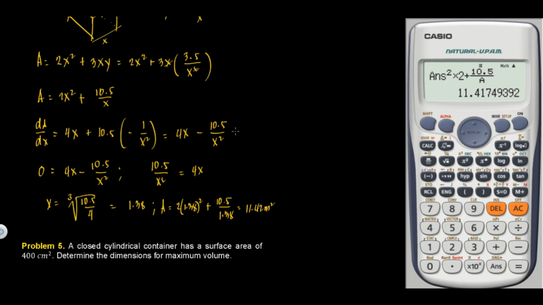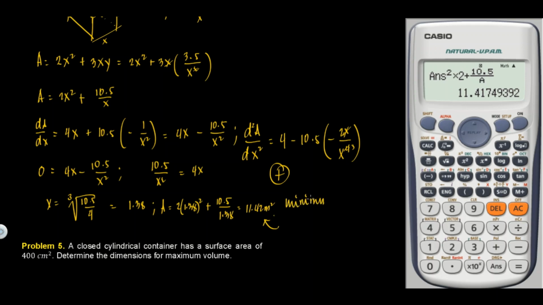Okay, so the second derivative of A with respect to x is equal to the derivative of 4x, which is 4, minus 10.5 times the derivative of 1 over x squared, which is negative 2x over x to the fourth. So, if you see, minus minus, so we have positive. Positive means this is a minimum. So, that's it.